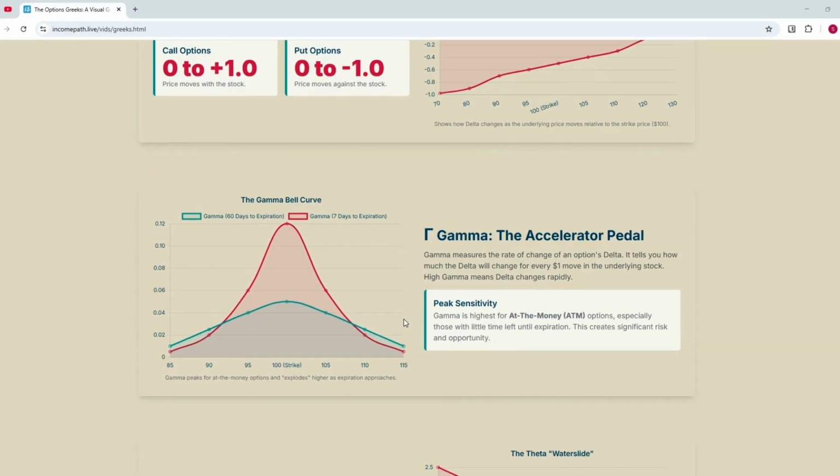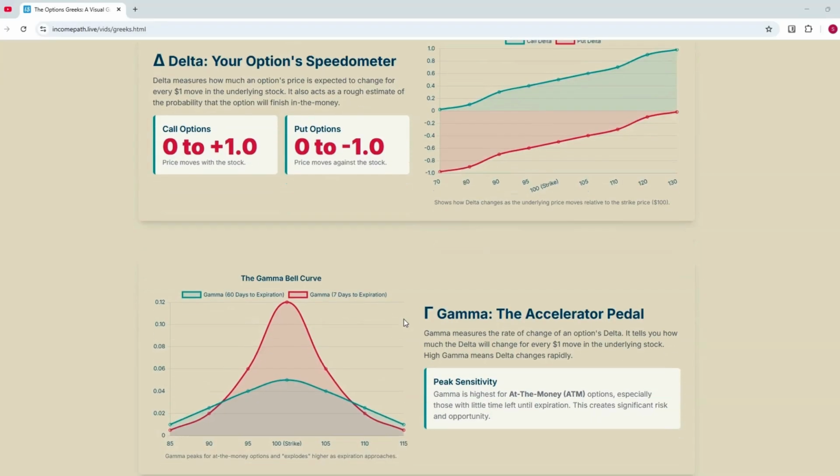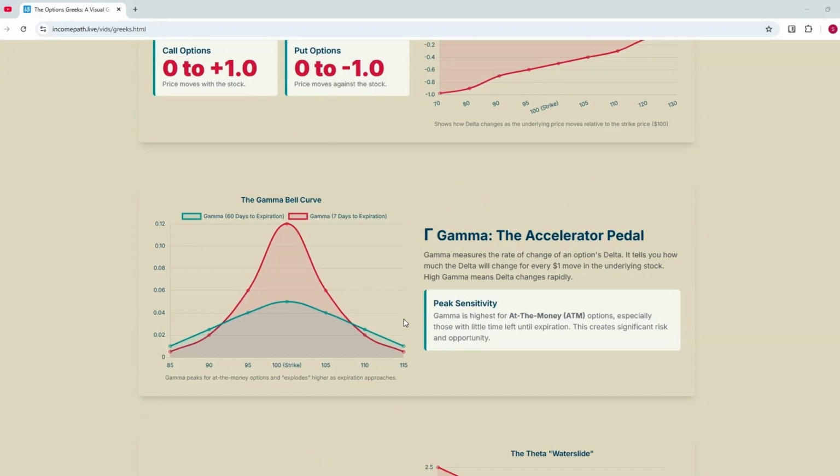The gamma is a slightly different measure. The way to think of this is, while we had the speedometer here, we've now got the accelerator pedal. So gamma measures the rate of change of an option's delta. It tells us how much the delta will change for every dollar move in the underlying stock. So basically a high gamma means delta changes very rapidly.